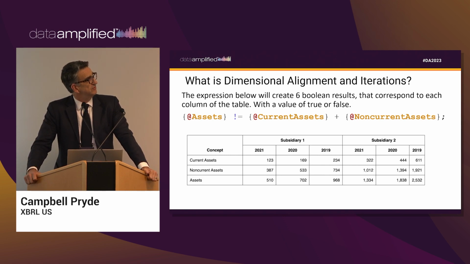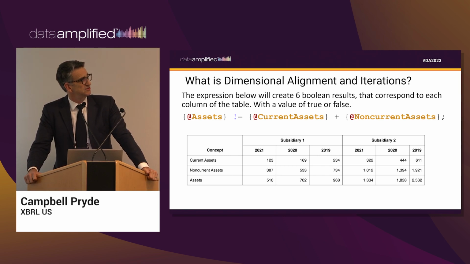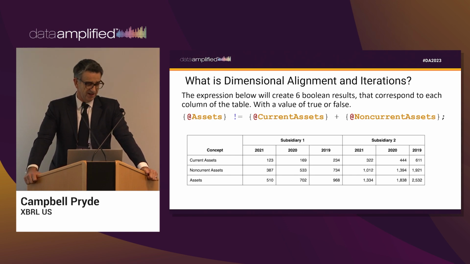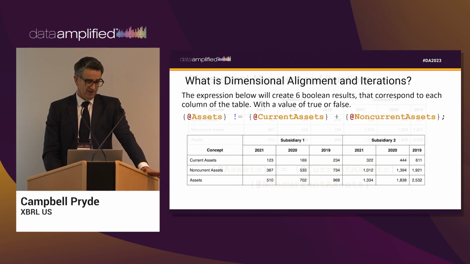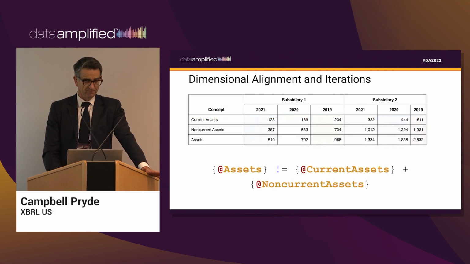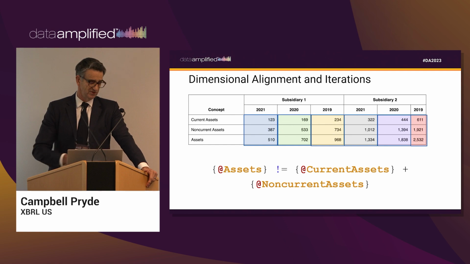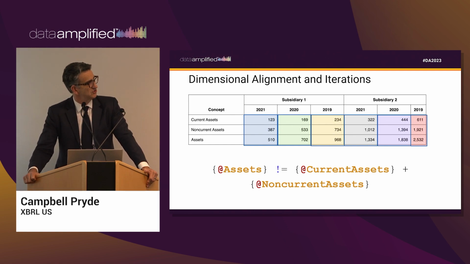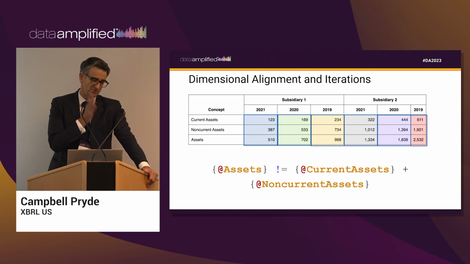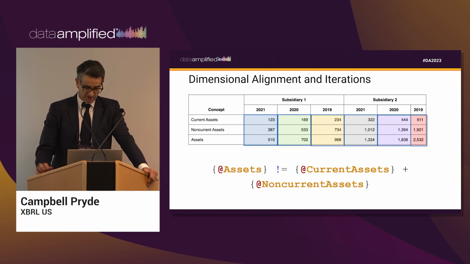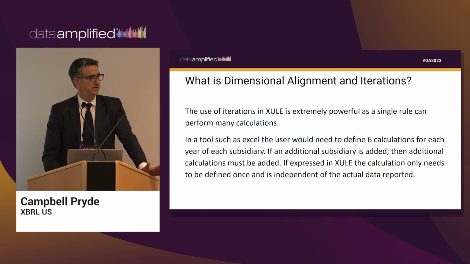So for example, if we've got dimensional alignment iterations for adding current assets and non-current assets, and we want to check if it's not equal to assets, this formula is going to run 6 times. It's going to run for 2021 for subsidiary 1, 2020 for subsidiary 1, etc. So as the columns, it's going to go down calculation 6 times.